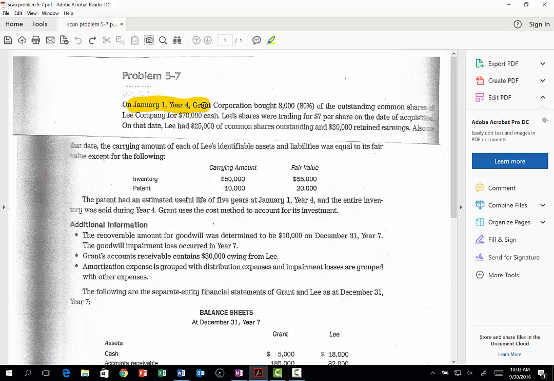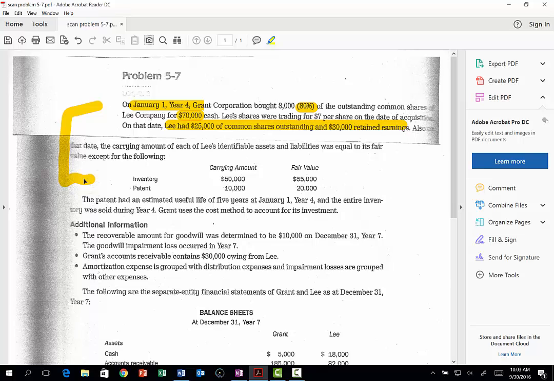So the purchase is January 1st, year 4 then. They bought 80% of Lee Company for $70,000 cash. Of course, the other pieces of information that we need there is the retained earnings and common shares. And of course, we need the fair value differences at the acquisition date. So that first paragraph, and you'll find this with most problems, is really about what happened at acquisition.